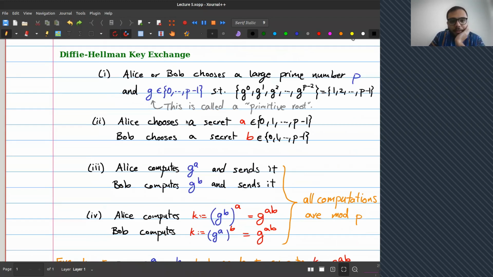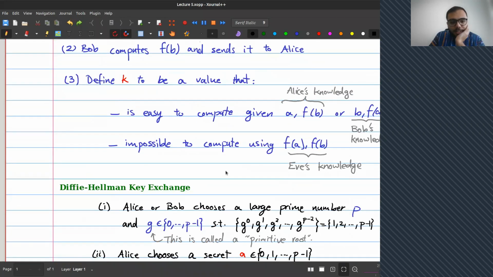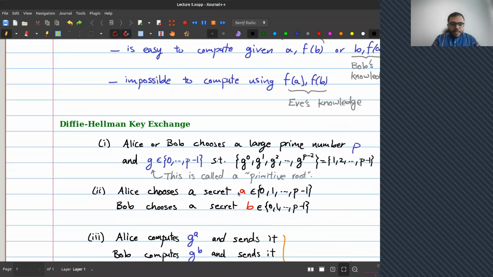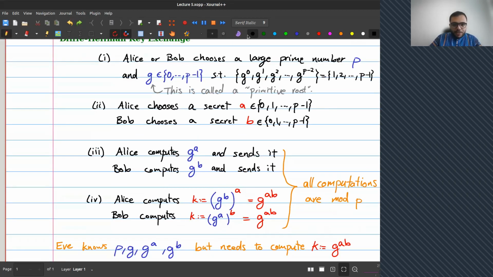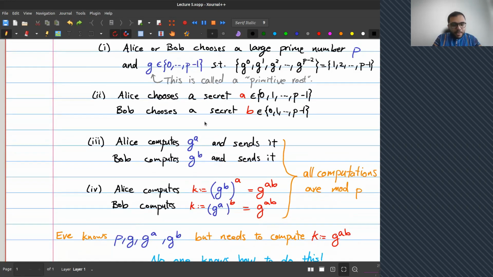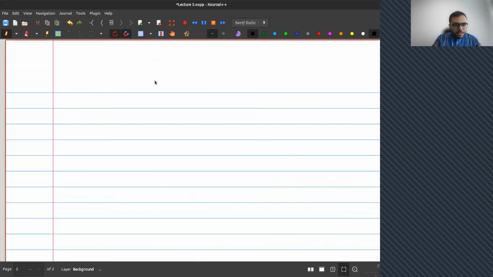So the idea in Diffie-Hellman was that we just choose a large prime number P, and then we said that we choose some number G such that the powers of G give us all the possible remainders modulo P. And so one thing I did not really mention there was that in number theory, such a number G is called a primitive root modulo P. Of course, if you are more of an algebra person, then you would call this a generator of the multiplicative group. Okay, but why is this even important?